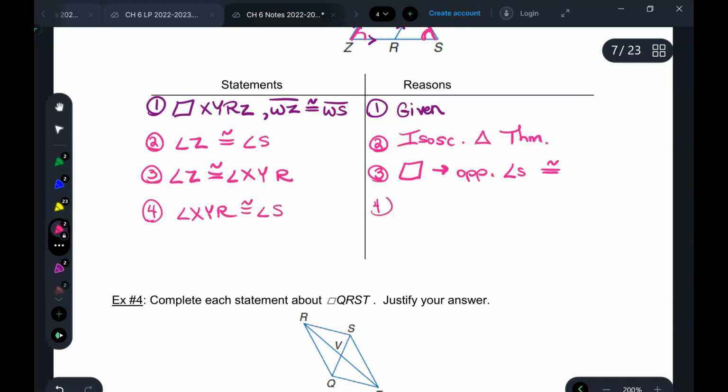The reasons for the parallelograms, it's not even English, it's just like drawing. Transitive property.